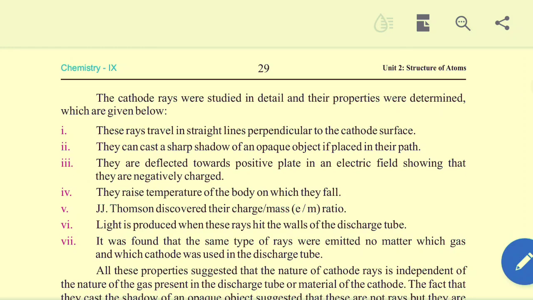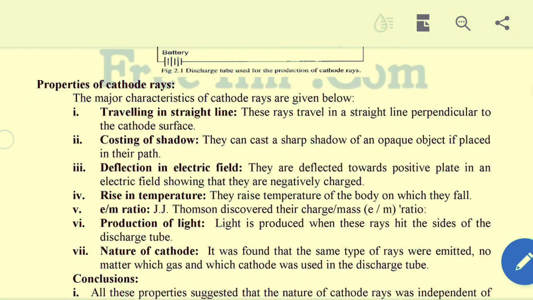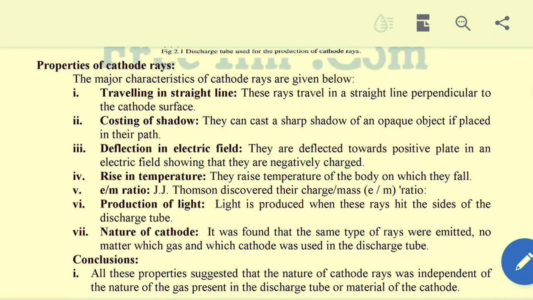The cathode rays were studied in detail and their properties were determined, which are given below. These rays travel in straight lines perpendicular to the cathode surface. Listen girls, you can see here. The first heading is traveling in a straight line. These rays travel in a straight line perpendicular to the cathode surface because of the way they originate.